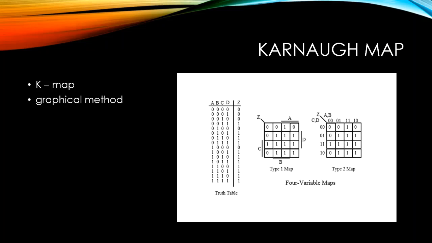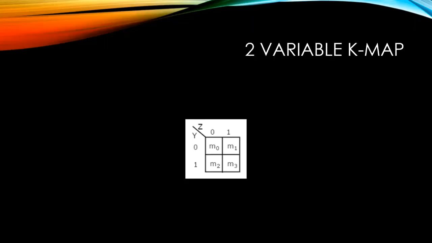We have different sizes of Kmap. It could be either 2 by 2, 2 by 4, 4 by 2, or 4 by 4. It is dependent on the number of variables. So for example, if we have two variables in our equation, we're going to use a 2 by 2 matrix, wherein one variable will represent the row and one variable will represent the column. In this example, Y will represent the row, while Z represents the column.